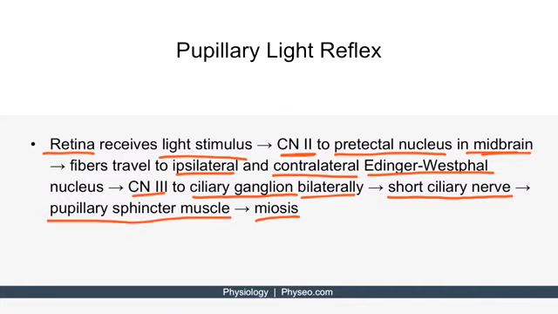and then the patient gets miosis. And I want you to pay special attention to the fact that it's ipsilateral and contralateral and then bilateral. Point being is that light can come in from the right side, but both the right and left eye will cause pupillary constriction or miosis. So let's draw this out.